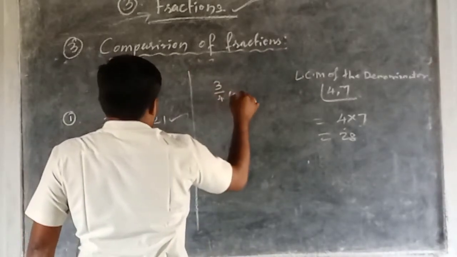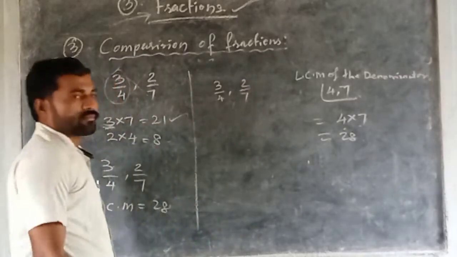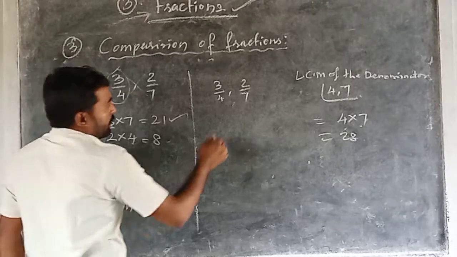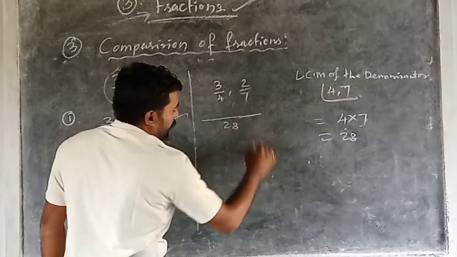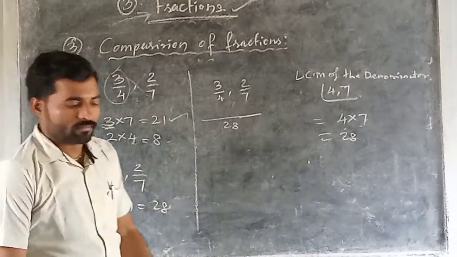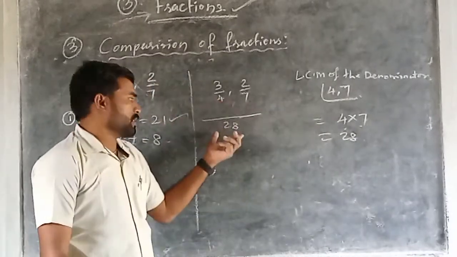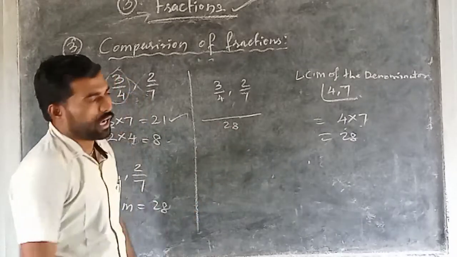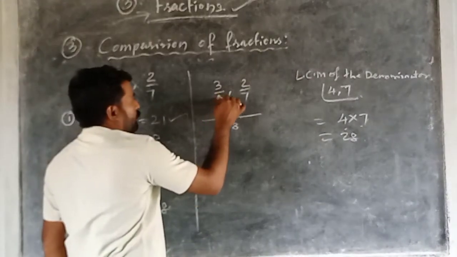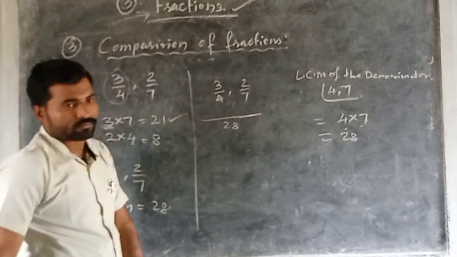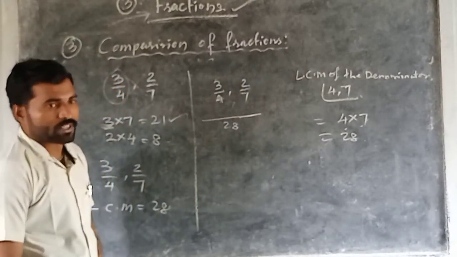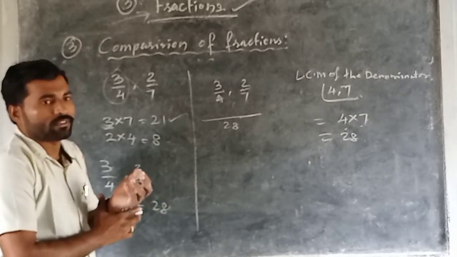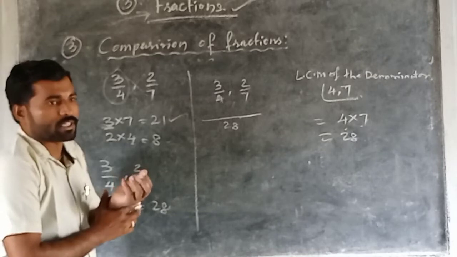Look here. 3 by 4, comma 2 by 7. What is our LCM? 28. I am writing overall LCM 28, because the LCM of both is 28. Now look at the first fraction. I am doing the shortcut method. You can follow this shortcut method because you are going to write competitive examinations.